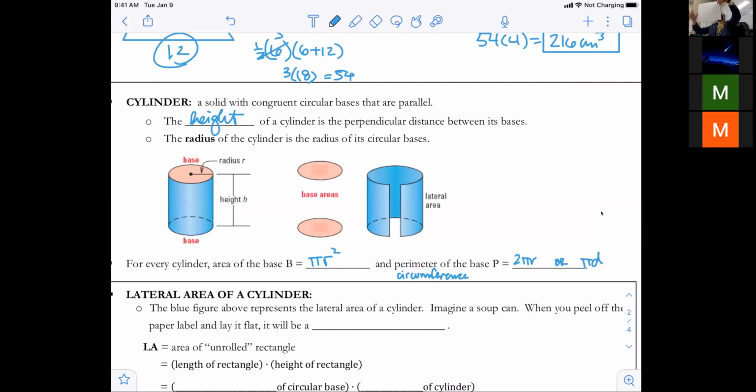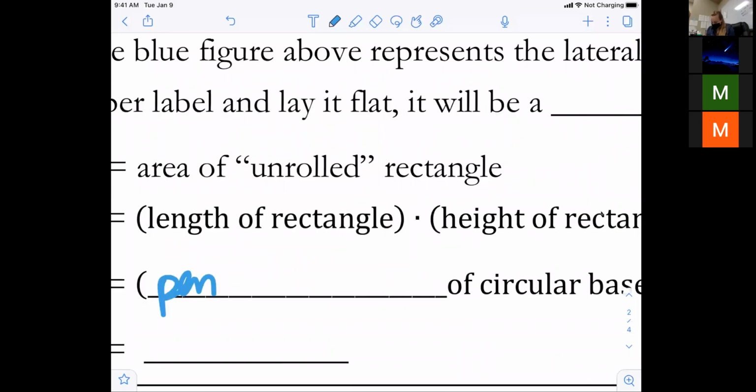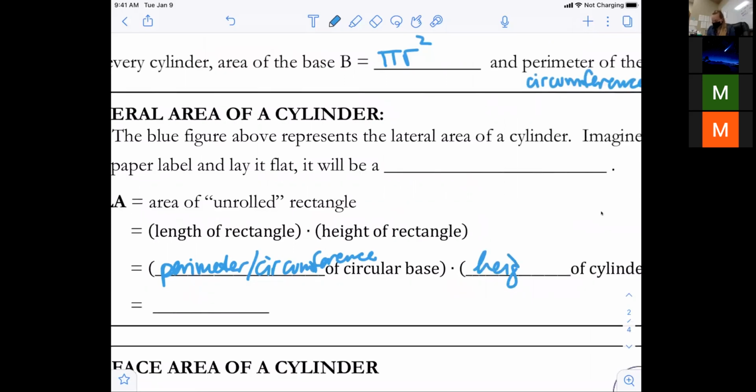The top though comes from when it's all rolled up, it's my circumference of that circle. So one of my sides is the circumference or perimeter, and then one side is the height. So that's what I'm kind of getting at. So lateral area is the area of the unrolled rectangle. The length of the rectangle is the perimeter, or again, you can think of it as circumference if that makes you happy, of the circular base, times the height of the cylinder, which is still P times H.